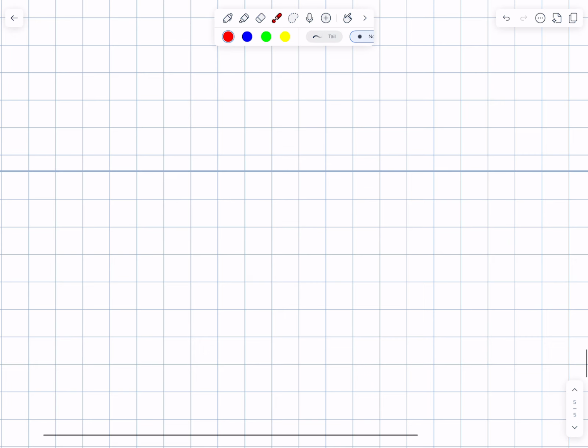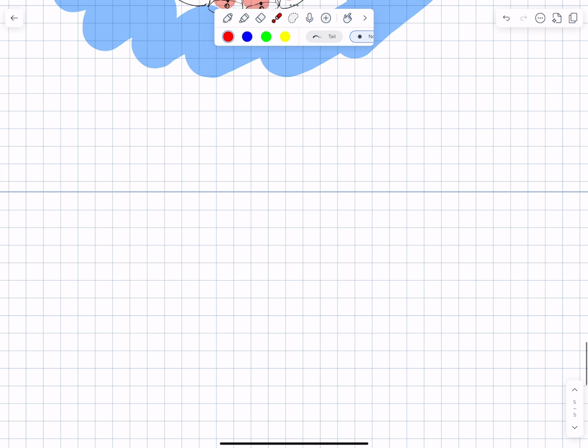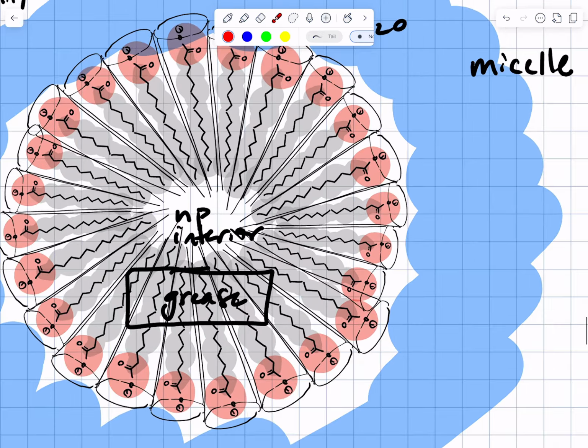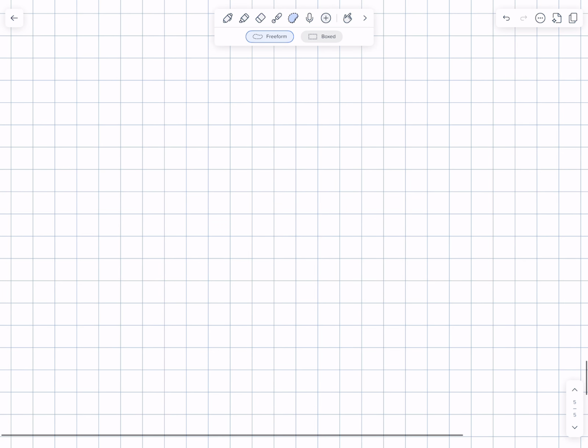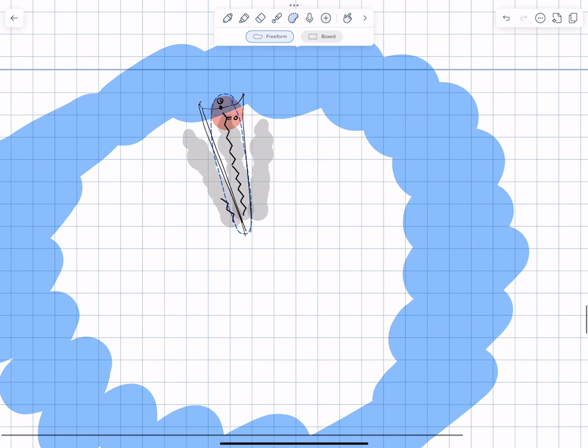Now, the structure of a bubble. If you've ever blown bubbles, you've got air on the outside and air on the inside, and a thin film composed of water and soap that separates the two. Based on what you know about one of these fatty acid molecules, tell me what that thin film looks like.